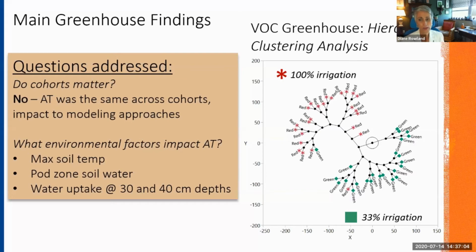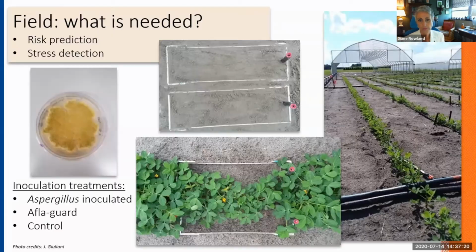The third point being that for our VOC analysis, we were able to separate 100% and 33% irrigation, so the VOCs were picking up a signature of crop stress. So that was our primary goal.